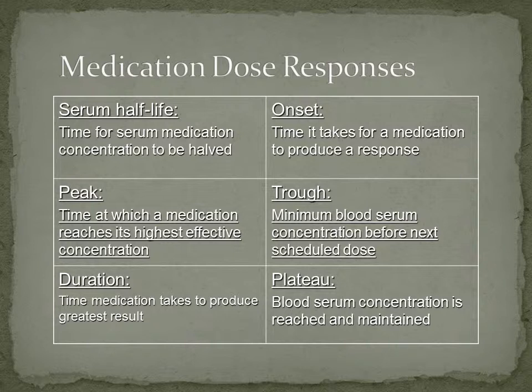A trough is normally drawn 30 minutes prior to the administration of the drug. You should not administer the medication until you get that trough level back from the lab, because it may be elevated unless the physician has otherwise ordered it to be given. Peak levels are drawn when the medication concentration should be at its highest, which is usually 1 hour post-administration.